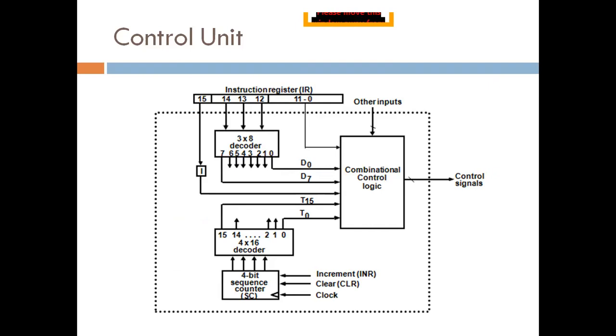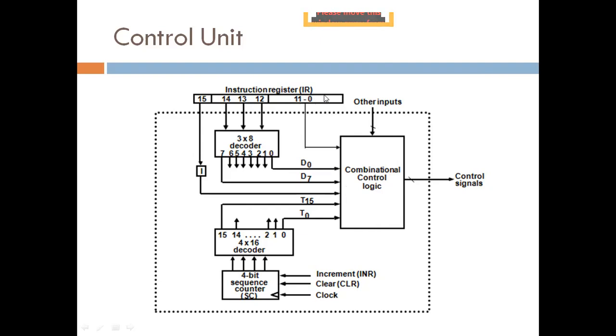So this is basically the architecture of the control unit. It consists of two decoders. The first is a 3x8 decoder and the second one is a 4x16 decoder. Then a sequential counter, SC, and a number of control logic gates. Okay, it's combinational control logic gates.